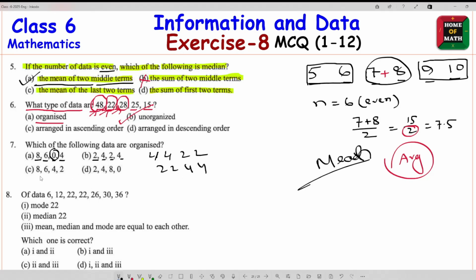Now look, 8 6 4 2, it's organized, right? Because this is descending order, 8 6 4 2, and last one 2 4 8 0. But if 0 2 4 8, it should be organized, but number D is not organized because 0 should become first. Okay, so the right answer is number C.